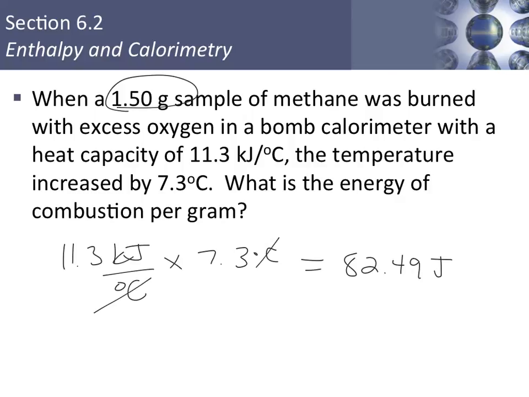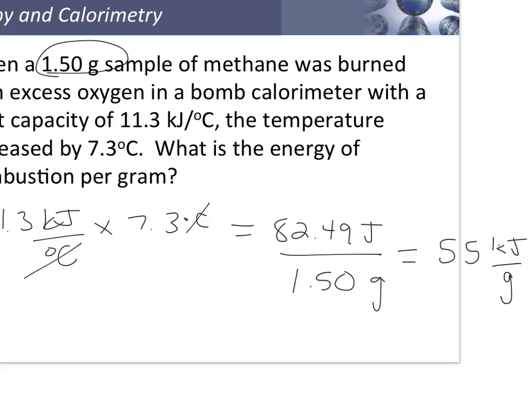We get 82.49 kilojoules. When we divide it by our mass, because we want the energy of combustion per gram, we get 55 kilojoules per gram. This should have been a kilojoules right here. And because we're talking combustion, combustion reactions always release heat. And we want to make this then a negative 55 kilojoules per gram.